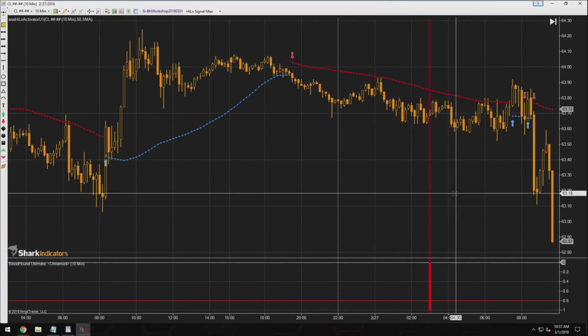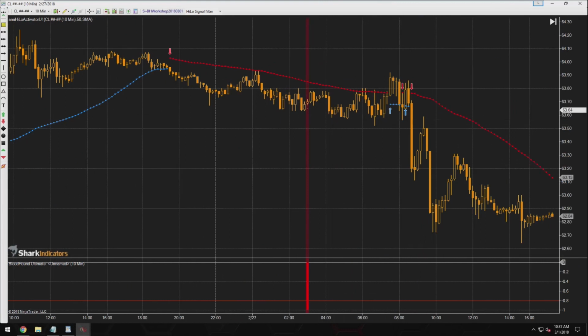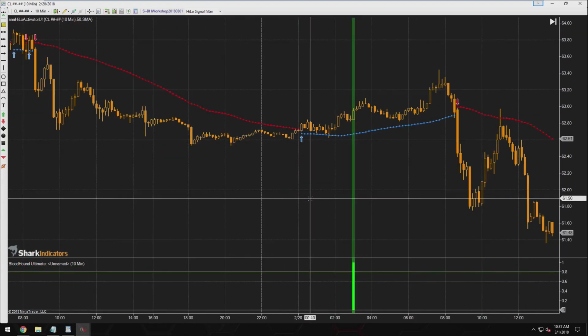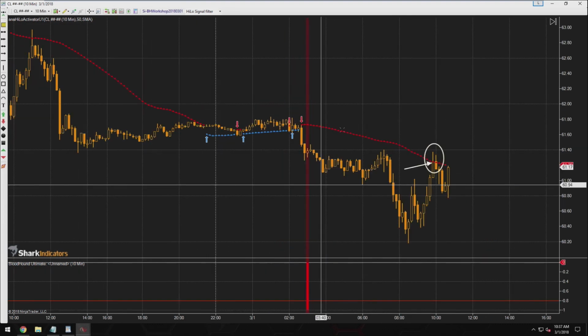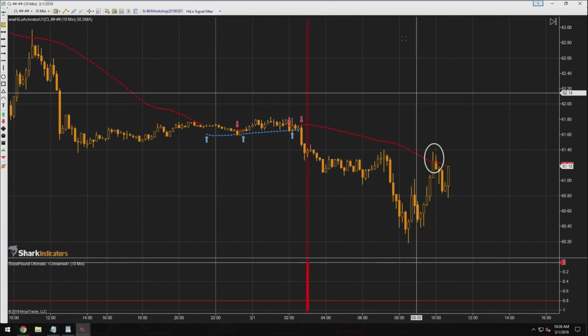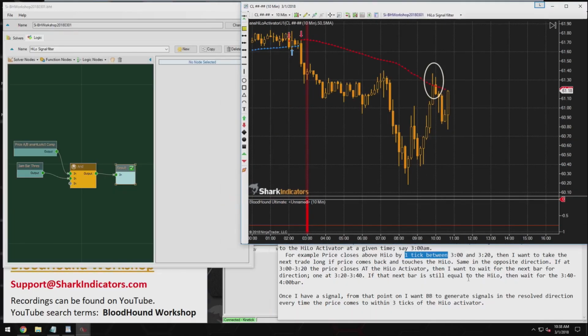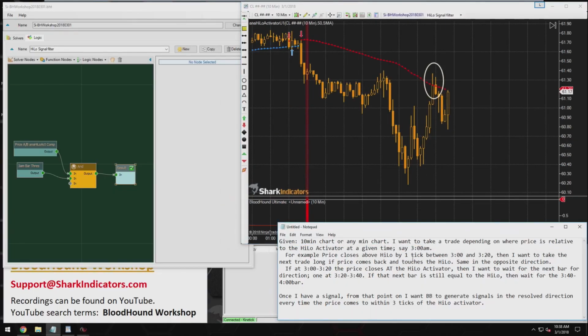So now, what that's doing is that at 3 a.m., price needs to be at least 1 tick below the high-low activator on that 3 a.m. bar. And there we go. Price needs to be at least 1 tick above the high-low activator at 3 a.m. So, all right. So I think we're good there. I think we need to skip down to the next sentence here.